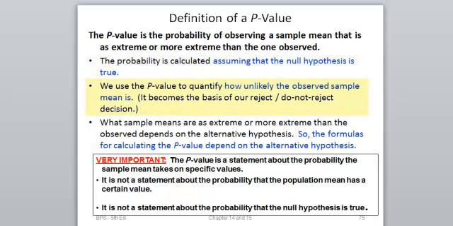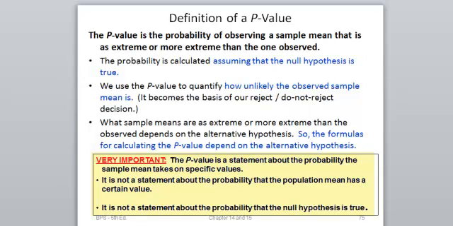We use the p-value to quantify how unlikely the observed sample mean is. It becomes a basis of our reject or do not reject decision. So in other words, if we find a mean very, very far out in the tail end, that's unusual and shouldn't have happened. And that will be our basis for saying we would reject the null hypothesis. But we'll see how all this works. What sample means are as extreme or more extreme than the observed depends on the alternative hypothesis. So the formulas for calculating the p-value depend on the alternative hypothesis.